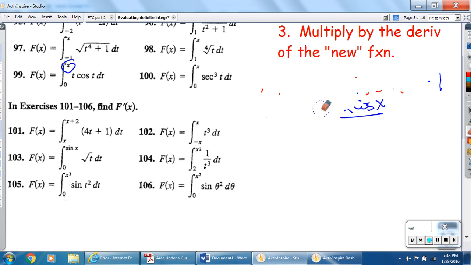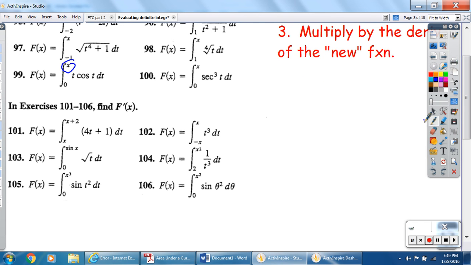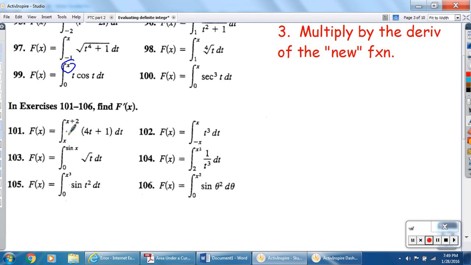And let's definitely look at number 101, because there is a variable expression in the lower bound. So if you look over here, the lower bound is an x, and the upper bound is also a variable expression. So we need to talk about what to do in that particular case. Alright, so here we go.